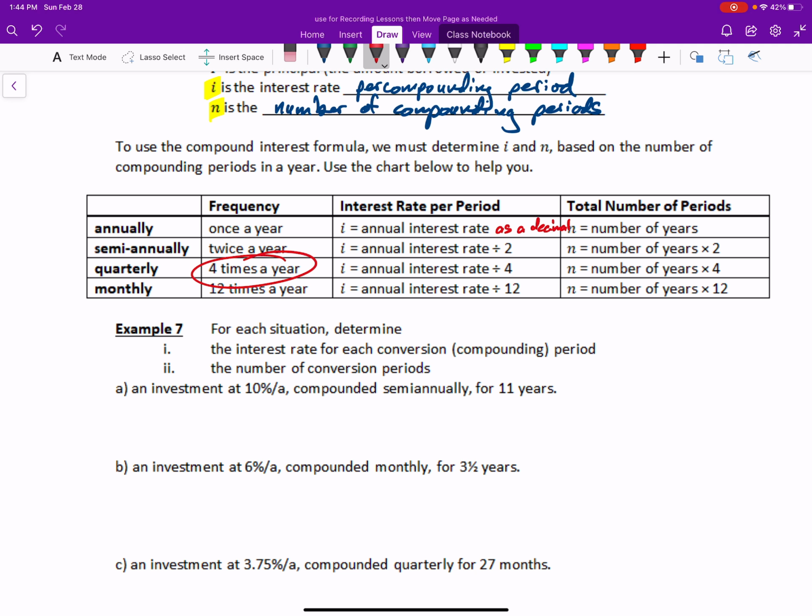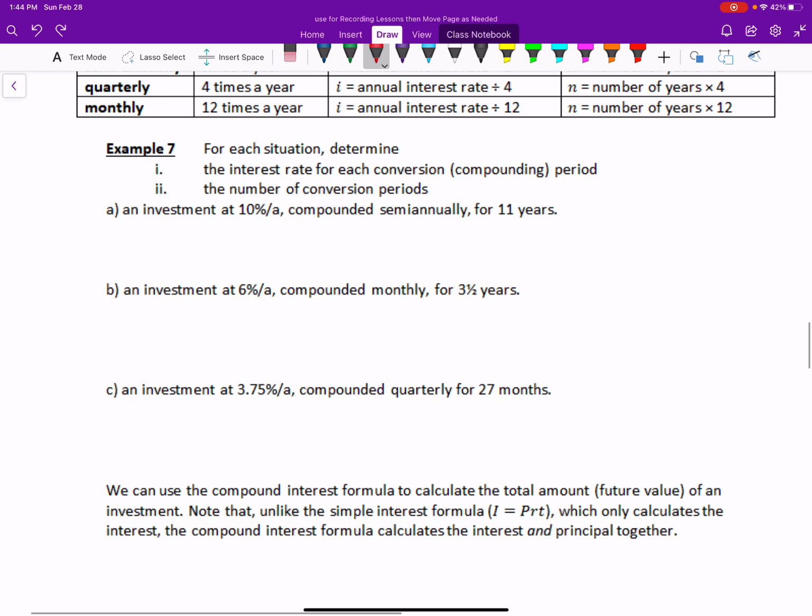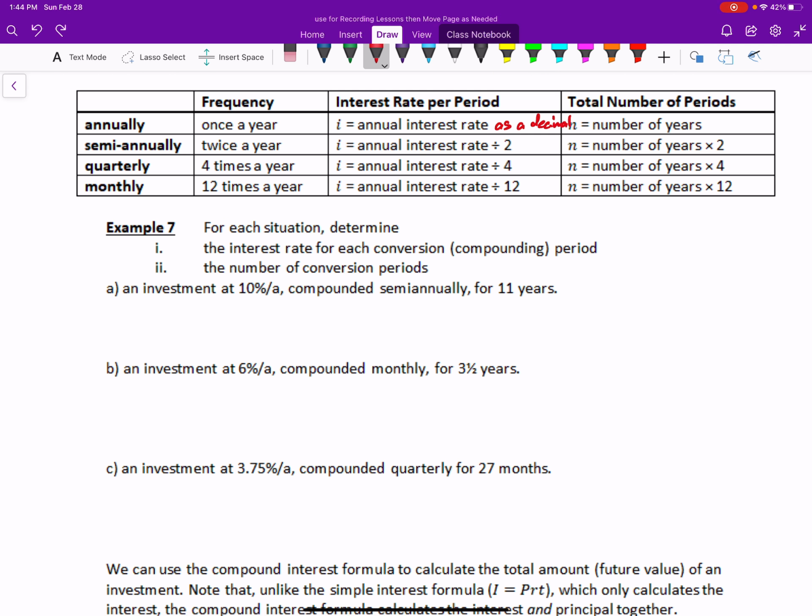Quarterly is 4 times a year, following the same pattern. Monthly is 12 times a year. We'd follow the same pattern to get i and n. And we can do other ones, like I said, weekly or daily, but those are some common ones. For each situation, determine the interest rate for the conversion period and the number of conversion periods. So in other words, they're asking us to find i and n. That's it. Because once we know i and n, the formula is really easy.